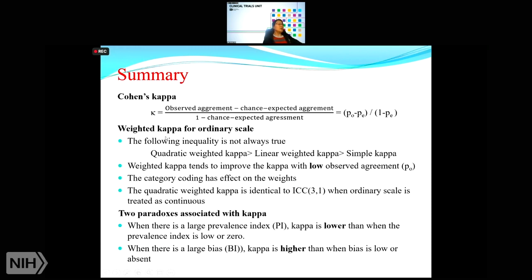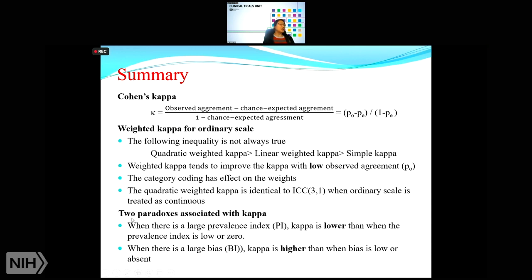In summary, we introduced Cohen's kappa, which uses this formula and accounts for the chance-expected agreement. When we use the weighted kappa for an ordinal scale, we need to know this: it is not necessarily true that quadratic weighted kappa is greater than linear weighted kappa, which is greater than simple kappa. The weighted kappa tends to improve kappa with lower observed agreement. Also, the category coding has an effect on the weights. And the quadratic weighted kappa is identical to ICC(3,1) when treating the ordinal scale as continuous.